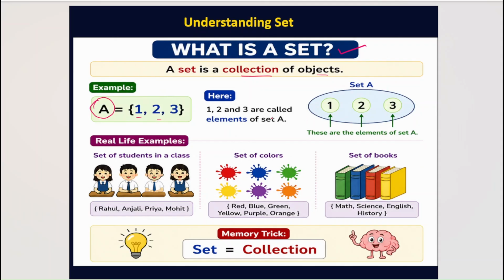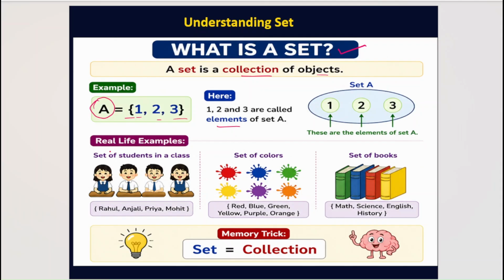These objects are also sometimes called elements. So if you say that a set is a collection of elements or a set is a collection of objects, both are true. A set means a collection of objects between curly brackets. These are the curly brackets, and these are the objects. Coming to 1, 2 and 3, these are known as the objects or the elements.